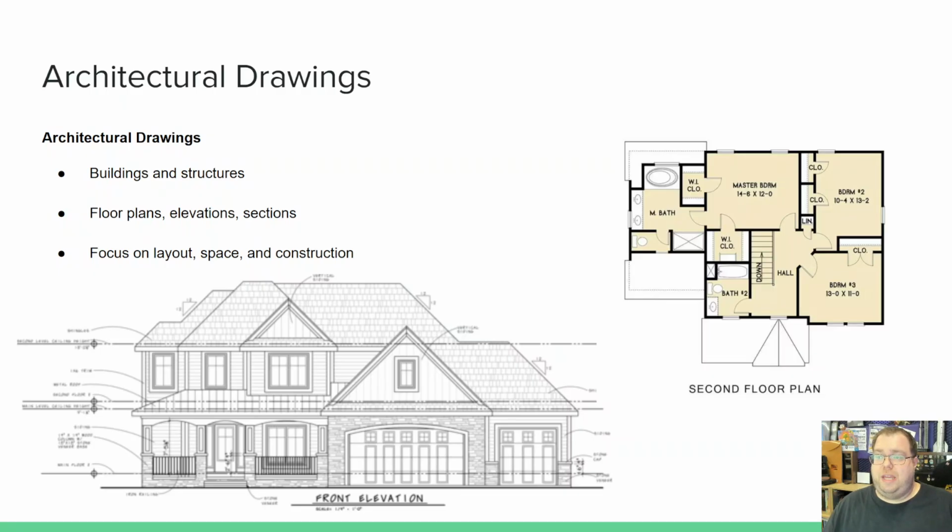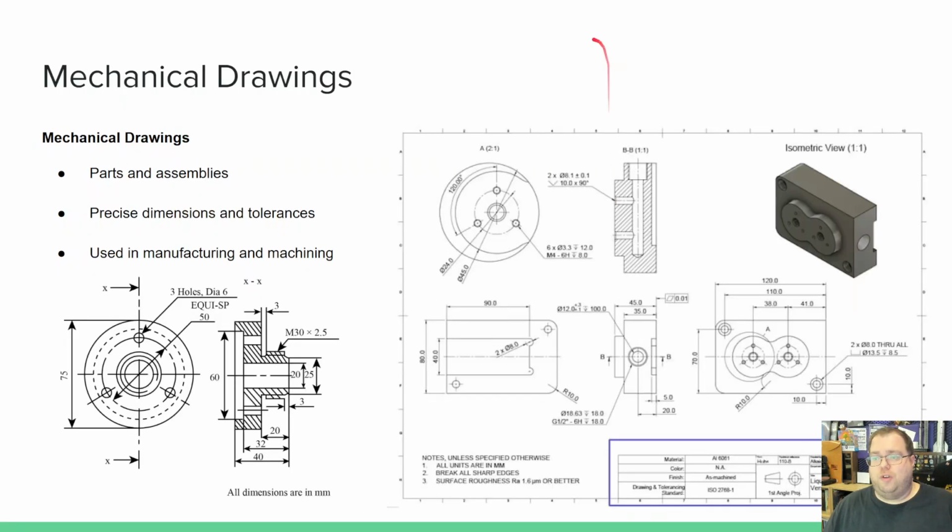In addition to architectural drawings, we have mechanical drawings. A mechanical drawing is a type of technical drawing that represents parts or assemblies used in machines or manufactured products. It emphasizes more precise dimensions and tolerances, and it is more about the creation of things rather than places.